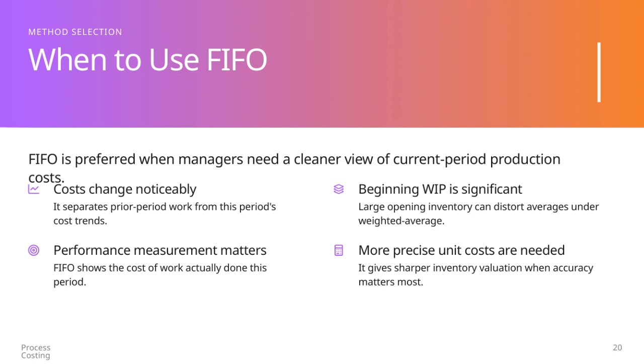Performance measurement is another important consideration. FIFO provides the cost of the work actually completed during the current period, which leads to more precise unit costs. This precision becomes critical when accurate inventory valuation is necessary. In process costing, selecting the right method is key, and FIFO stands out when you need sharper insights into cost behavior and more detailed performance tracking.